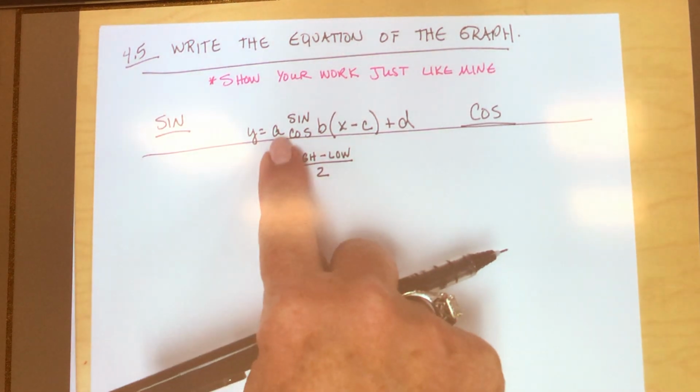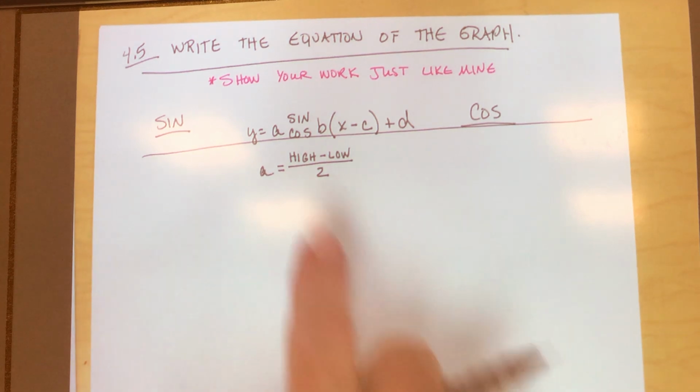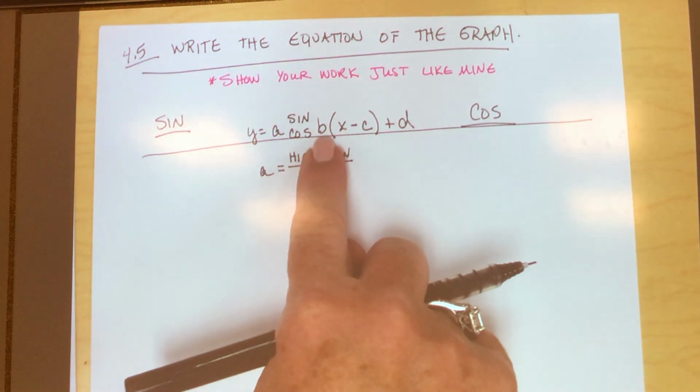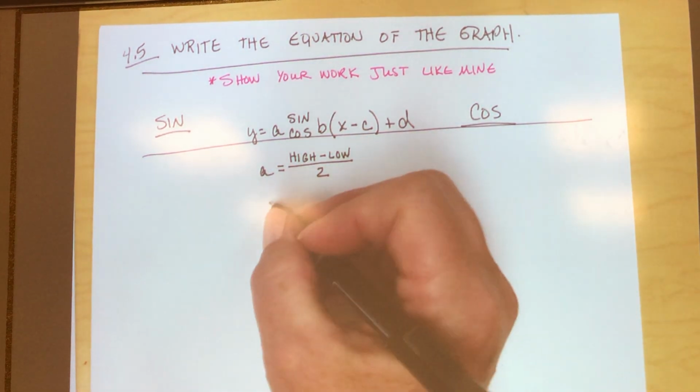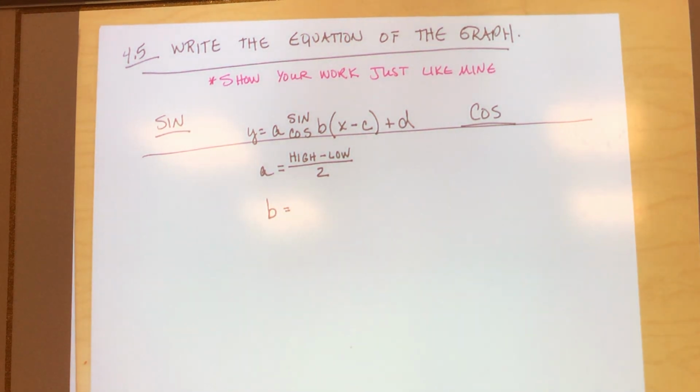So what's the next thing? We got A. Check. What's the next thing we come to? Period. B. Okay, but we're not going to decide that. Well, we're going to do both of them. So the next thing I come to is B. Okay, I've got to find B. Don't write anything down.